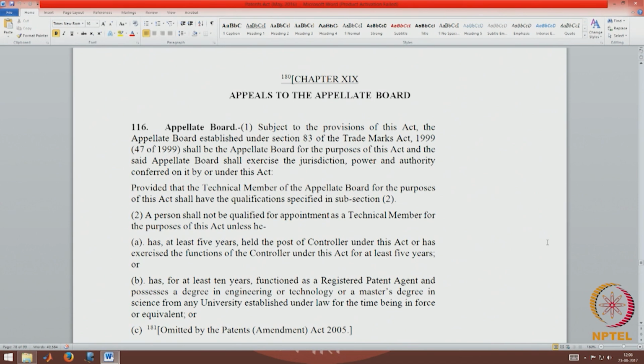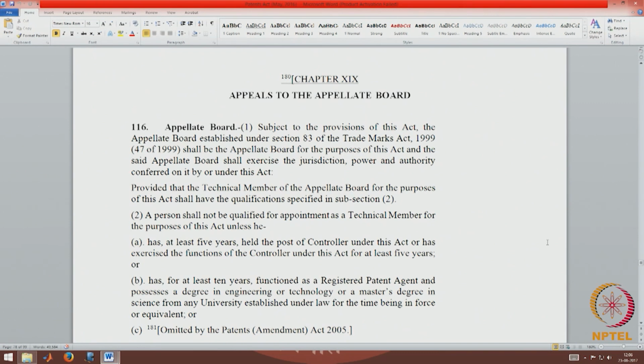Now, the question may arise, then what was the arrangement before the appellate board came into force? The arrangement was every matter which could be taken up in appeal over a decision of the patent office would lie as an appeal to the High Court, to the respective High Court. So, the appellate board was created under the Trademarks Act, but the appellate board for the purposes of discharging the functions under the Patents Act was notified only many years later on.